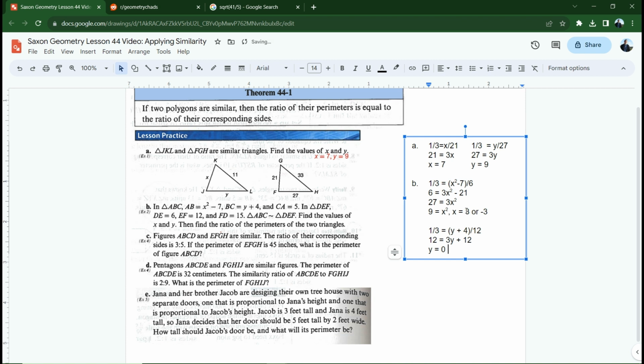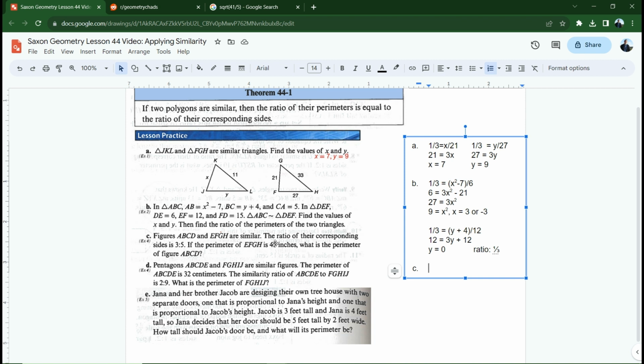Now, the question also is, what is the ratio of the perimeters of these two? Well, the ratio of the perimeters is just 1/3. It's the same as the similarity ratio that I started with. All right, we're on to the next one. Let's do letter C. Figures ABCD and EFGH are similar. The ratio of their corresponding sides is 3 to 5. That's my similarity ratio.